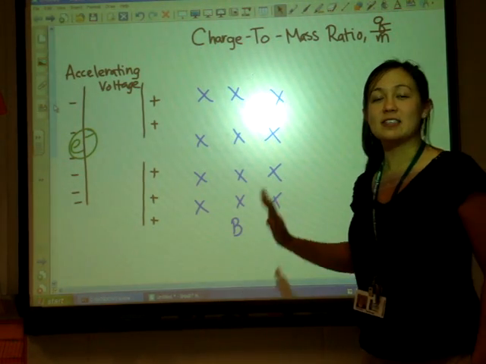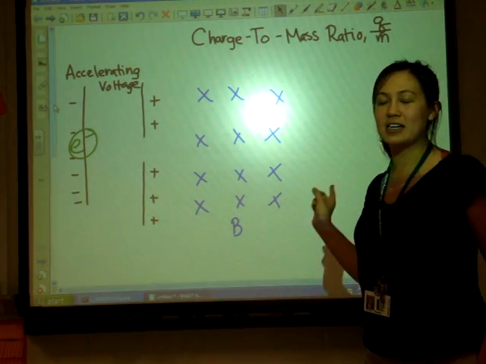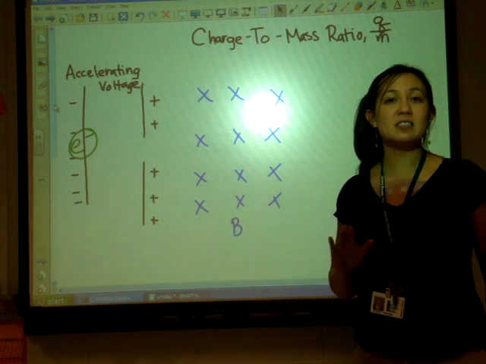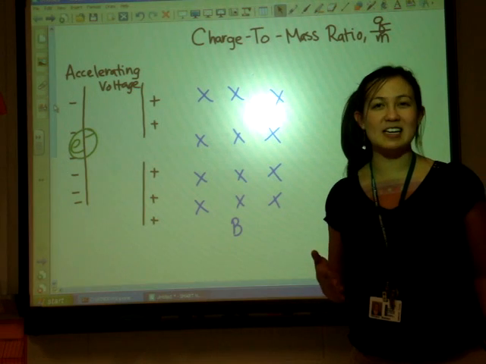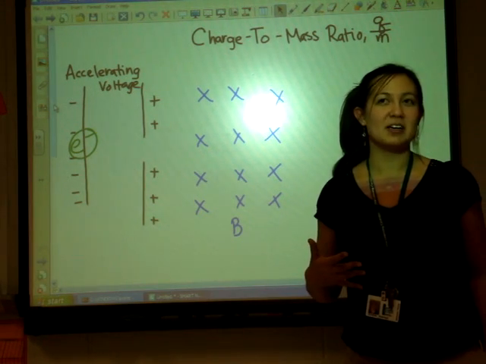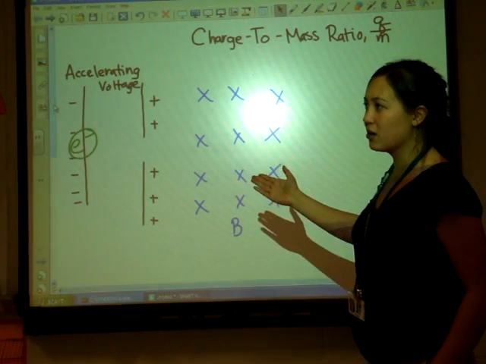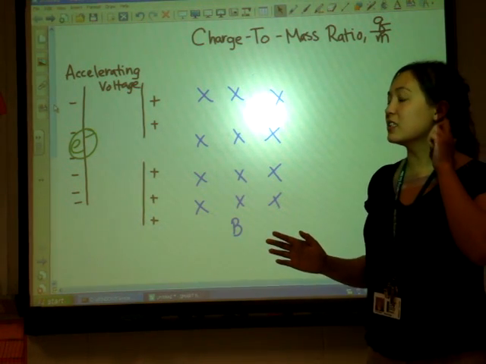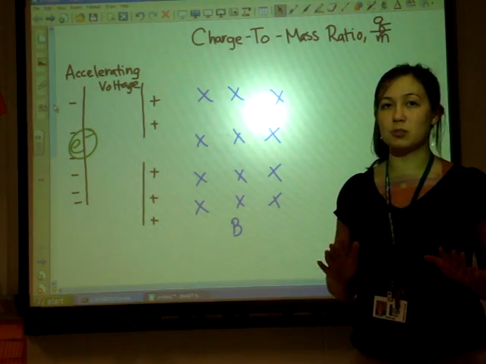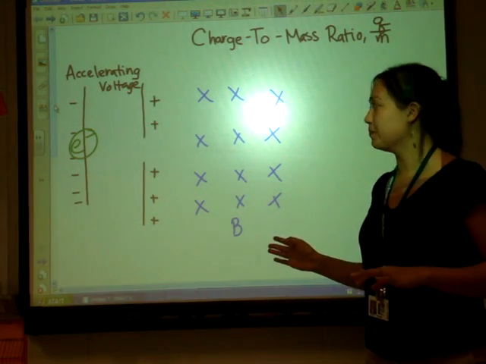So, today we're going to finish up doing our charge to mass ratio of an electron. And this is really important because this is how we found it out experimentally as scientists anyways. It wasn't just that they found a charge and they found a mass and they figured out which was which. Plus, they can use this for any type of charged particle, not just an electron.